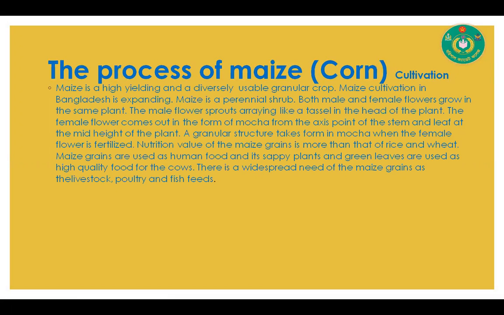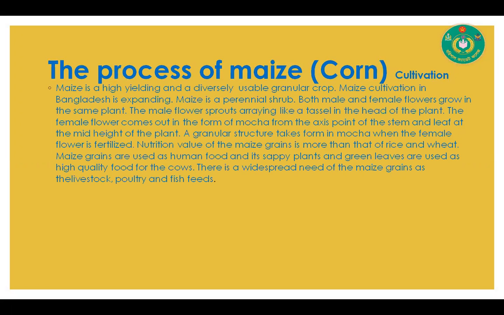Maize is a high yielding and diversely usable grain crop. Maize cultivation in Bangladesh is expanding. Maize is an annual shrub. Both male and female flowers grow in the same plant. The male flower spurs hang like a tassel at the head of the plant.